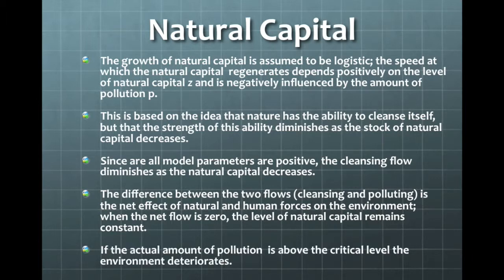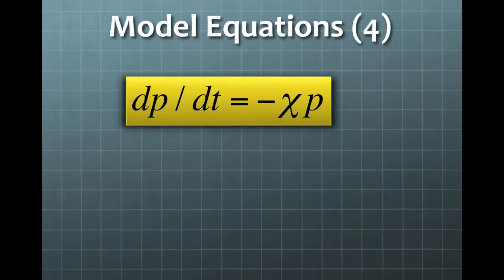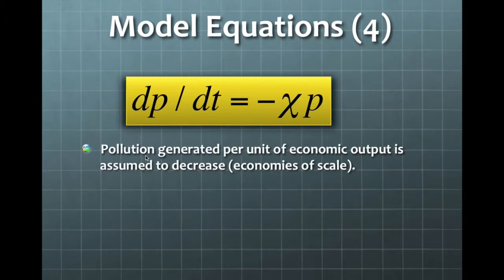And if the actual amount of pollution is above a critical level, the environment deteriorates, and we're going to see that when we push the model simulations a little bit. The fourth stock, finally, is the pollution stock, and the pollution stock follows a very simple exponential decay with a coefficient chi. Minus sign indicates that it decreases over time. Okay, and so pollution, and this is pollution generated per unit of economic output. So it's assumed to decrease over time.